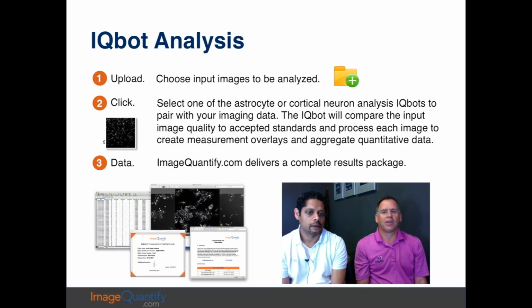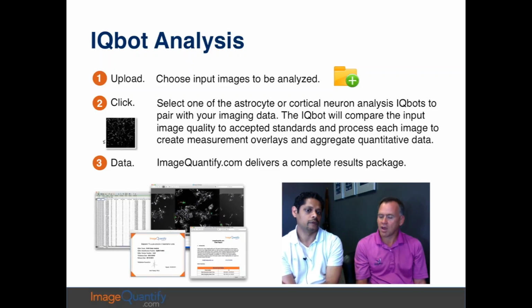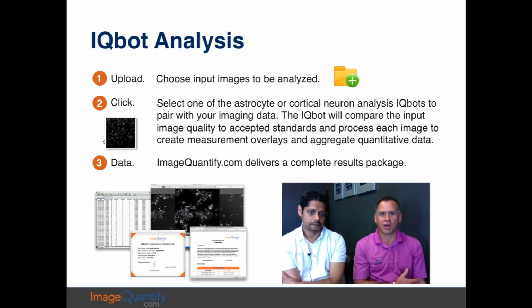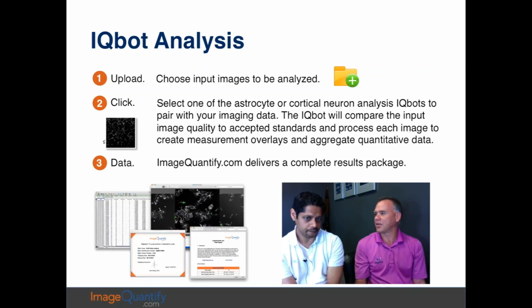So we created this thing called IQ bots that live on imagequantify.com, and the basic idea is you upload your images to the website, and you select the right bot. In this case, we're talking about three: the cortical neuron one, and then the high density and low density ones. You select the right bot for the kind of image you have, and the imagequantify.com site will process that and give you a bunch of output data. We think it's better science, more cost effective, and easier for the folks in the lab. They get their results right away. They don't have to struggle for a week to get the analysis working.